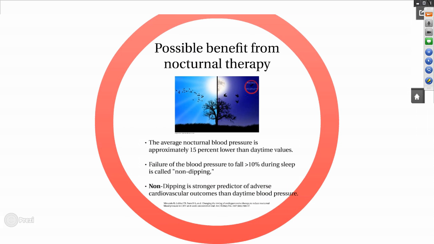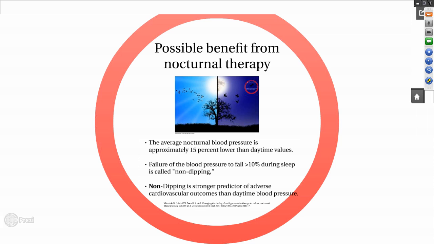So I really like this slide. I put this in here because I think it makes a lot of sense. This is something called nocturnal therapy. In this study by Mantulo and colleagues, in patients with CKD, we know that the average blood pressure is approximately 15% lower than daytime values. Nocturnal blood pressure meaning while we're sleeping.